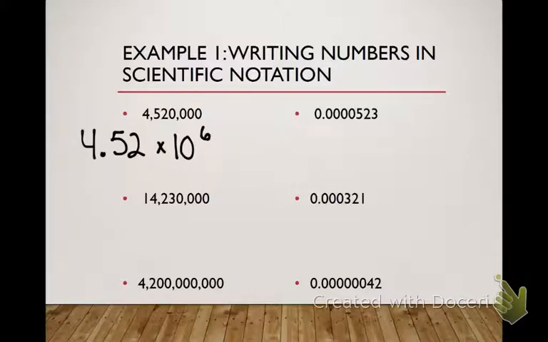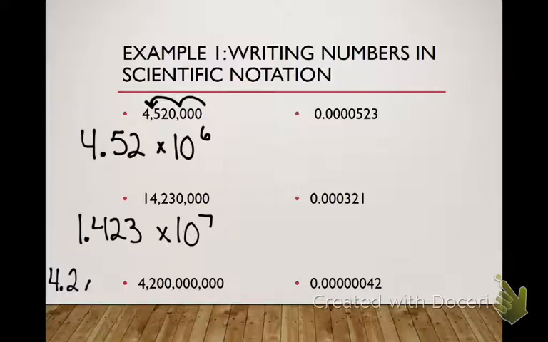That's not very many. What went wrong? Oh. Okay, so we went 6 places. The first 3, the second 3, that's 6 places to my new spot. Okay, 1.423. Did everybody get that? Yes. Times 10 to the 7th power. Yes. All right, good. 4.2 times 10 to the 9th power. All right.